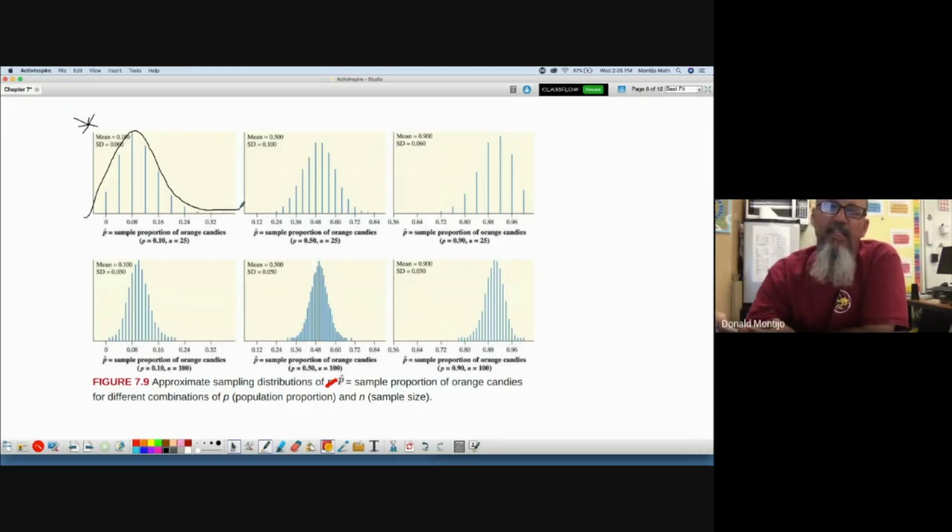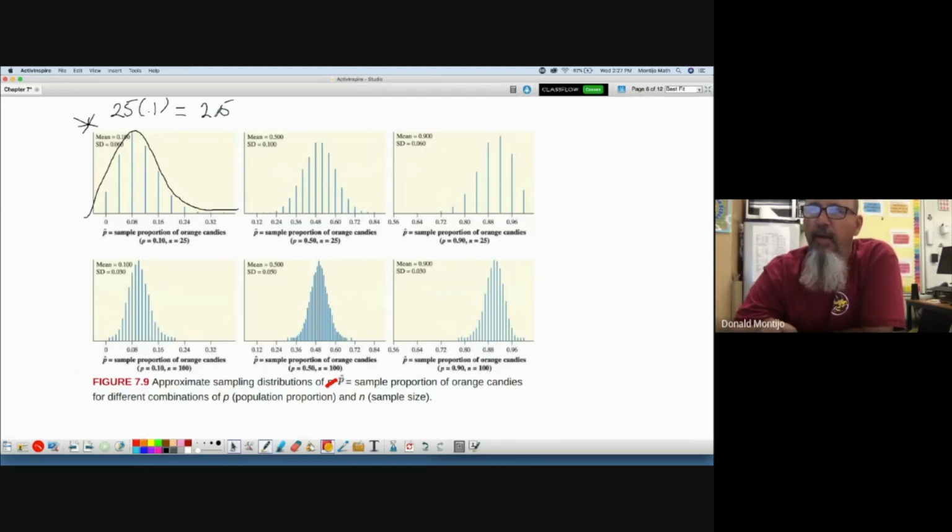Why was this distribution not normal? Well, we said that the sample proportion would be approximately normal if n times p and n times 1 minus p were both greater than or equal to 10. So 25 times 0.1, n times p. Well, 25 times 0.1 equals 2.5. That is not greater than or equal to 10. That's why we cannot guarantee that this distribution is going to be approximately normal, because it didn't meet that rule.